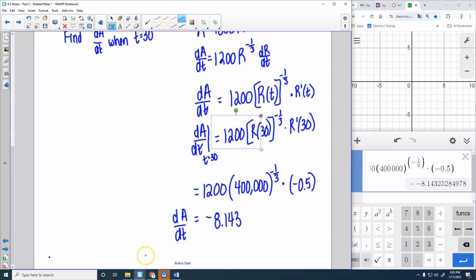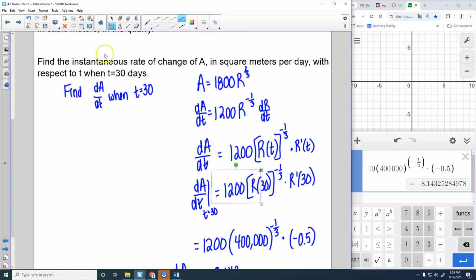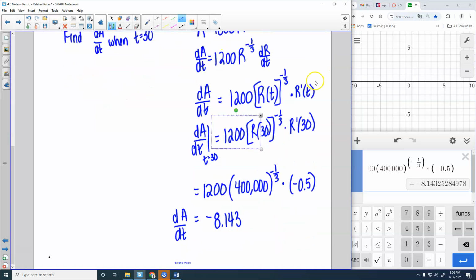And for units, area is square meters. You probably wouldn't have to put units on this because they give it to you. So it's asking for the instantaneous rate of change in square meters per day, so it's square meters per day here. So your instantaneous rate of change, that area is decreasing in that case.